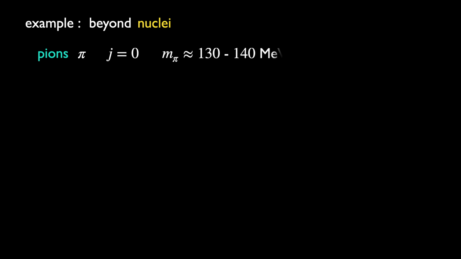For the next example, let's go beyond the nuclei: the pions, which are spin-zero particles with masses that are an order of magnitude smaller than the nucleons. The charged pions, both positive and negative, were discovered in 1947, while the neutral pions later in 1950. This neutral particle could already be anticipated from its charged counterparts, just from isospin symmetry.